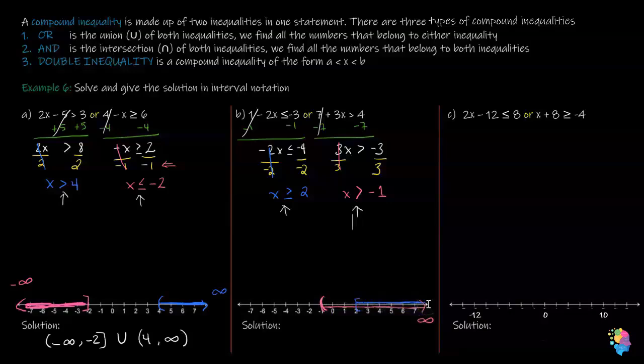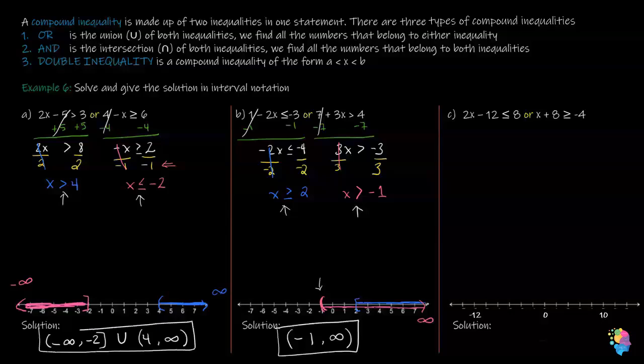So then my solution, again from left to right, will begin at -1, and it continues all the way towards positive infinity. Because we are not including that -1, it will take a parenthesis, and infinity always takes a parenthesis. So this is a single interval notation as a solution. We don't have to place the union. So this becomes the solution for 6b, and this was the solution for 6a.